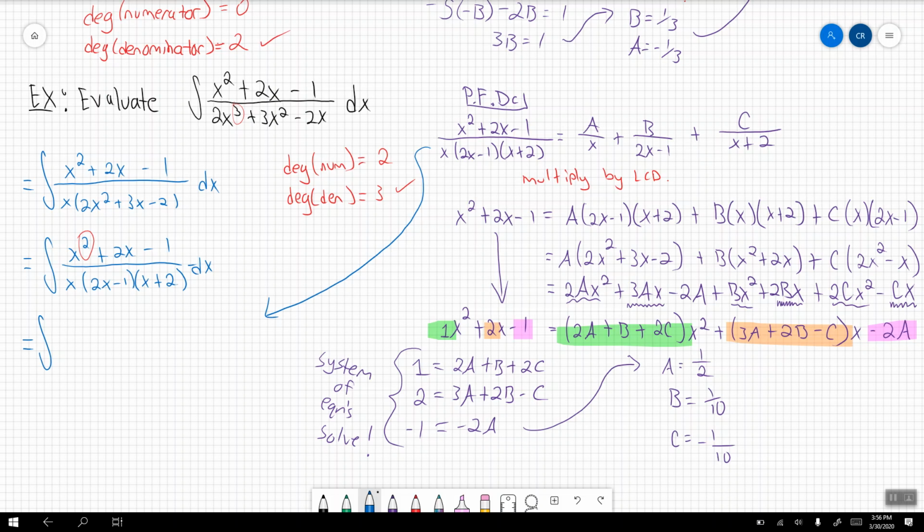A, which was 1/2, that's 1/2 divided by x, plus the b value, which was 1/10, so it's going to be 1/10 divided by 2x minus 1, plus c divided by x plus 2, which was -1/10 divided by x plus 2, and this is all dx. Now you're going to see that the denominators are all going to be values that we get for these specific integrals.